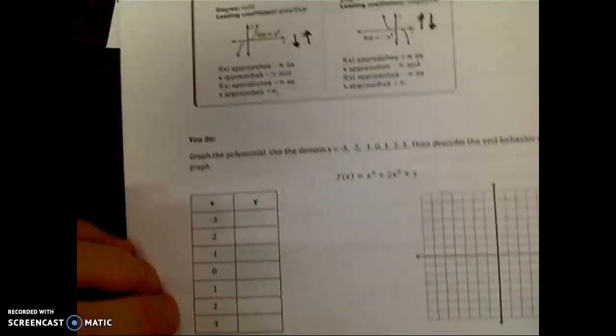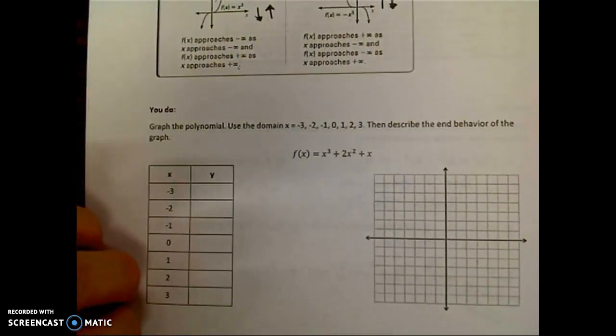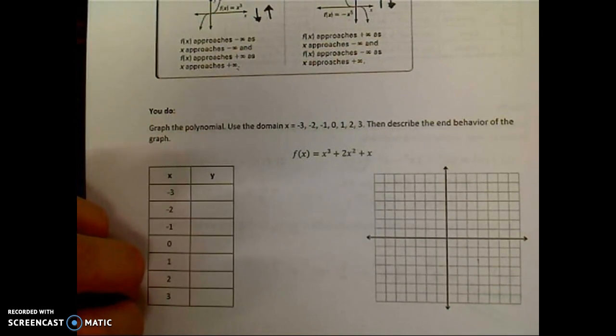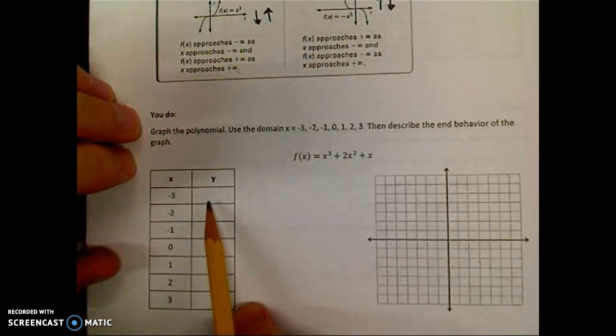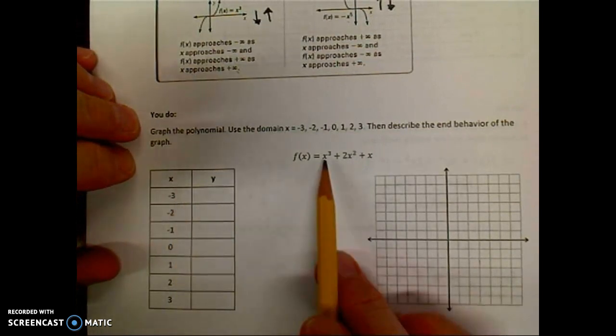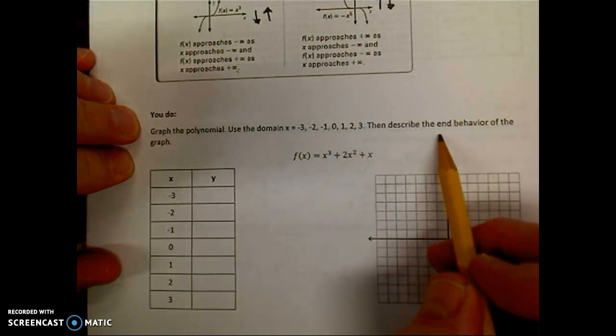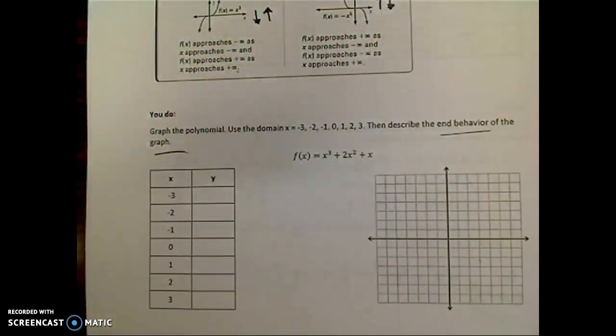So let's do one for practice. Here's a blank grid and a polynomial, f of x equals x to the 3rd, a polynomial function. F of x equals x to the 3rd plus 2x squared plus x. So I'd like you to go ahead and substitute in these values of x. Fill out this table. We'll sketch the graph, and then we're going to describe the end behavior. So go ahead and pause the video, take a moment to start substituting in some values, and you can come back and check your work.